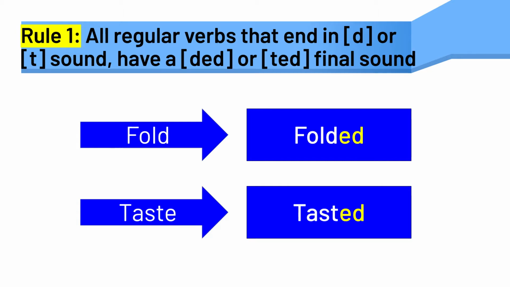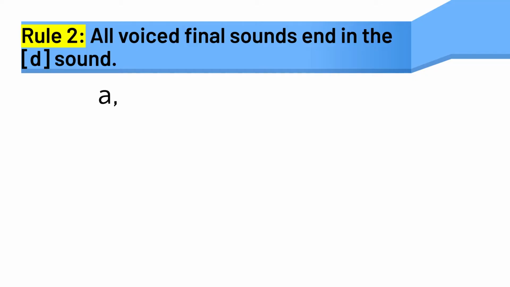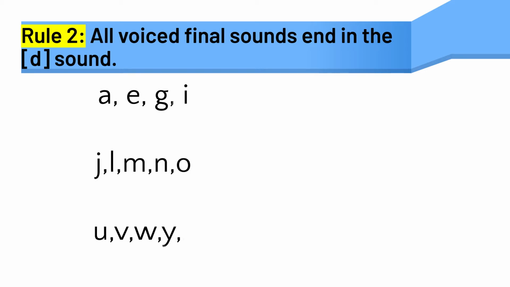Let's move on to rule number 2. Rule number 2 is that all voiced final sounds end in the D sound. First, we need to consider what all the voiced sounds are. These are A, E, G, I, J, L, M, N, O, U, V, W, Y, Z. The good thing is that you don't need to memorize these letters or sounds to know what they are voiced letter sounds. There's an easier way of knowing if a verb ends in a voiced sound.